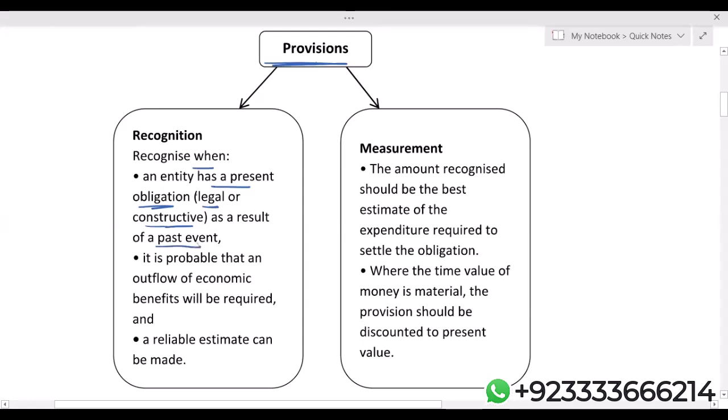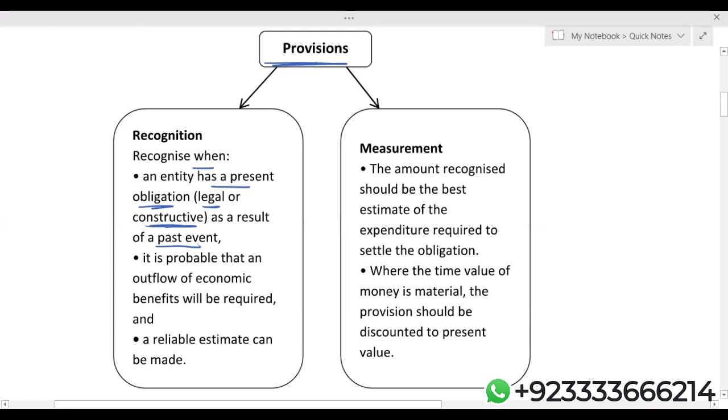An entity has a present obligation. So you need to know one thing. When there is a present obligation, it means you cannot pull yourself out unless you satisfy that liability, because it's a present obligation. I cannot pull out without settling the liability, without discharging it, without paying it off. So recognize when an entity has a present obligation, which could be legal or constructive.